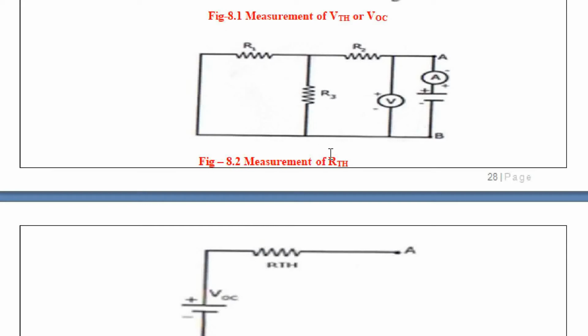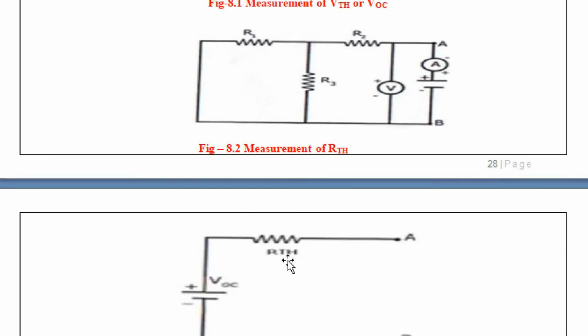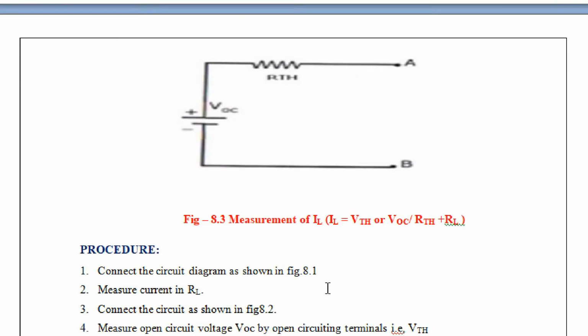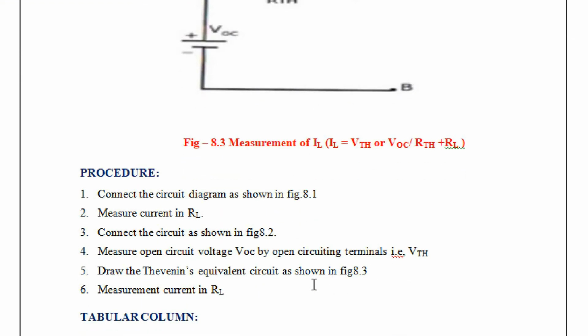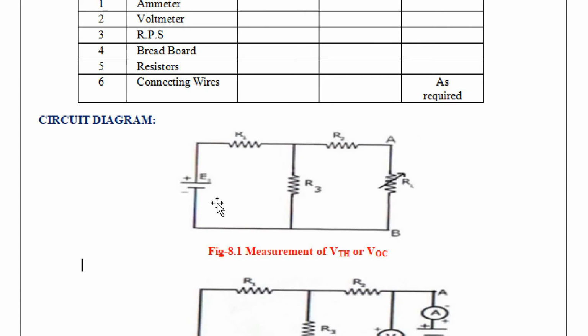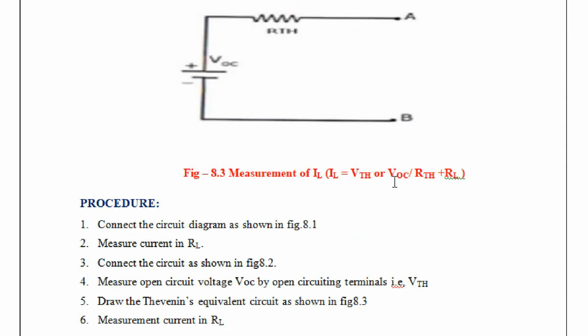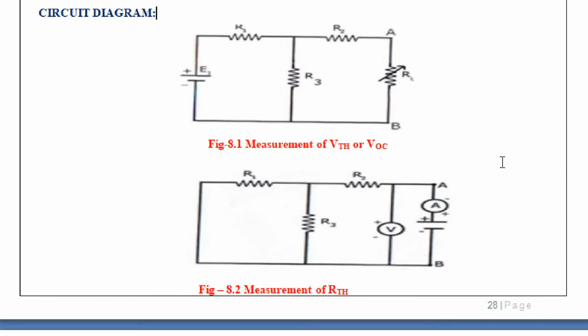And this is the measurement of RTH. This is a circuit which shows measurement of IL, that is short circuit current. Here we need to follow some procedure, that is connect the circuit as shown in figure 8.1. So like this we need to connect. This is your voltage source and this is your variable resistance. And measure current in RL, that is load resistance, by using the ammeter.